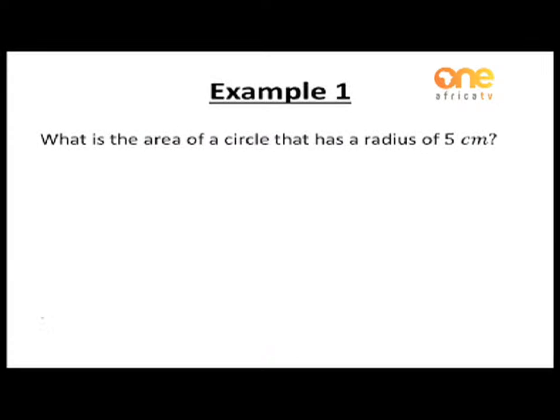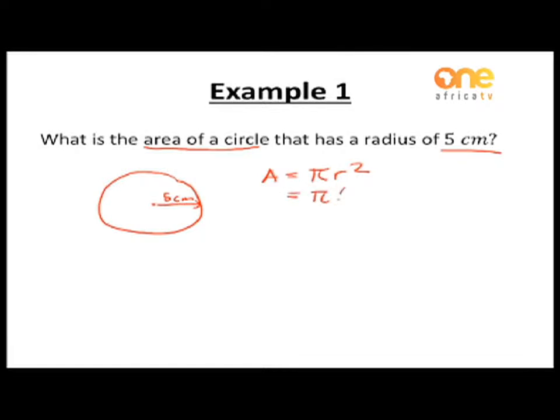Let us look at an example. What is the area of a circle that has a radius of 5 centimeters? Here's our circle. It has a radius of 5 centimeters. The area of a circle is given by the formula pi r squared. So the area is equal to pi times 5 squared, which is equal to 25 pi centimeters squared.